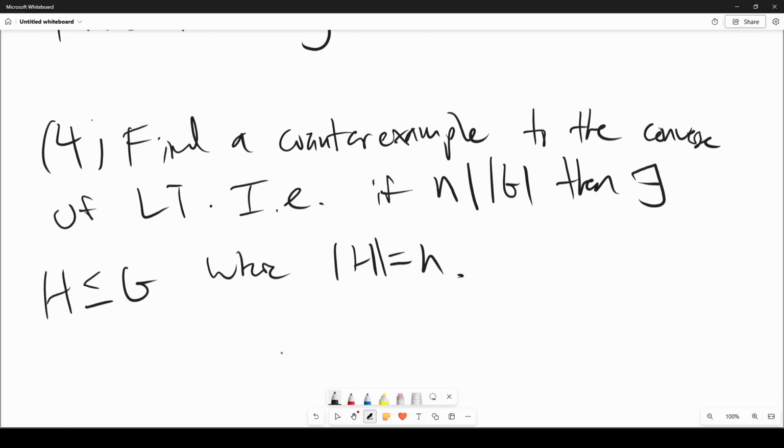Okay. Hopefully these exercises will be helpful for practicing Lagrange's theorem.